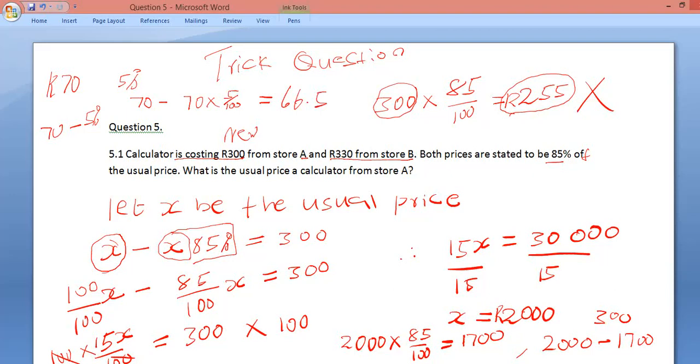So in the case of this calculator, you can look at x as the 70. So that is how we calculate the percentage, and this has been a trick question, but I think this helps you to understand this type of equation better, because if you read the question carefully, they're saying that both prices are stated to be 85% off the usual price, and then you need to find what was the usual price.